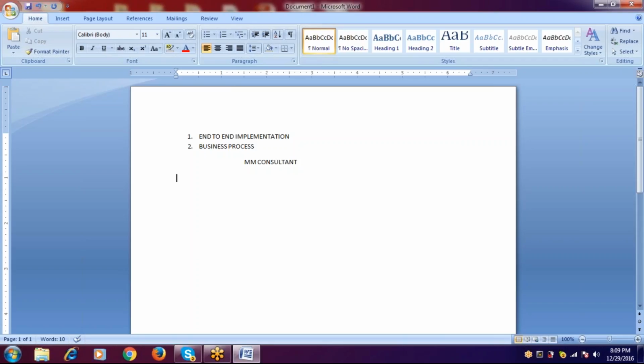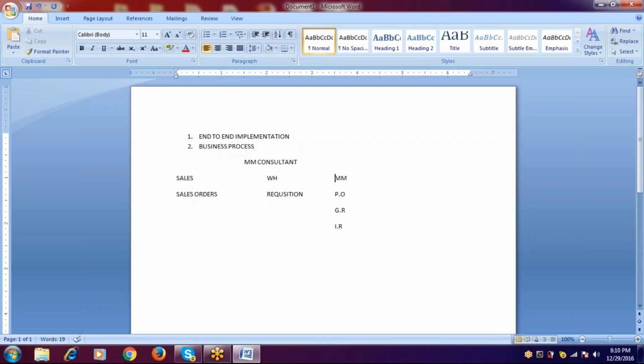As an MM consultant, what is our general work? Whenever the sales department gets sales orders, in our warehouse a requisition will be generated. Against that requisition, as an MM consultant, I need to generate the purchase order to the vendor, and against that purchase order there will be a GR, and in some situations an IR also.